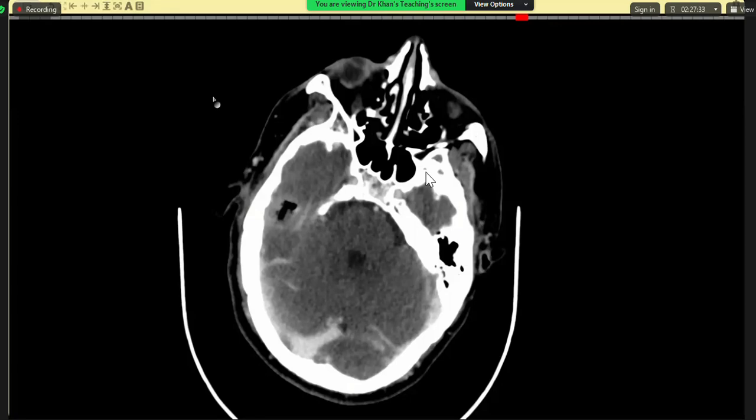Okay, just conclude the case now. Sir, so it is acute mastoiditis with intracranial abscess and adjacent sigmoid sinus thrombosis with uncal herniation and early cerebellitis. Okay, thank you.